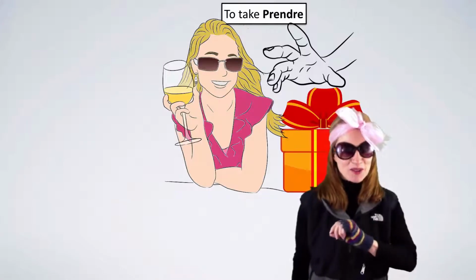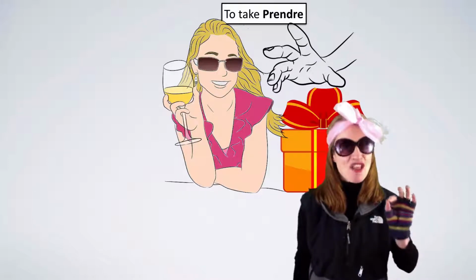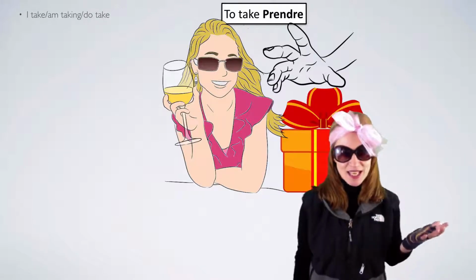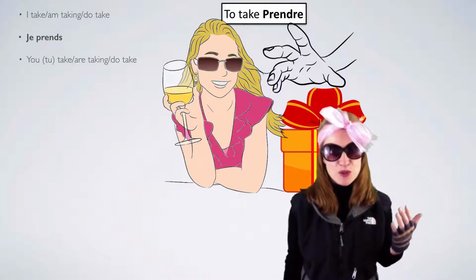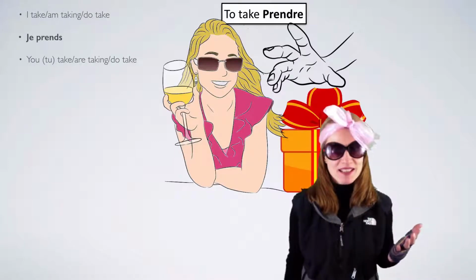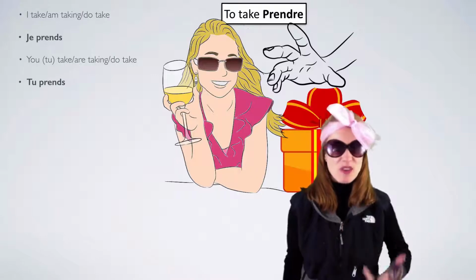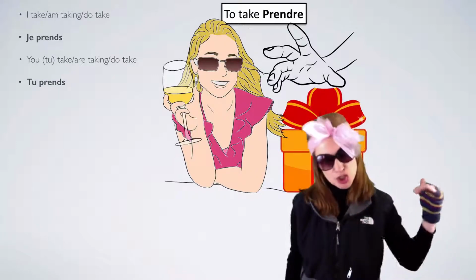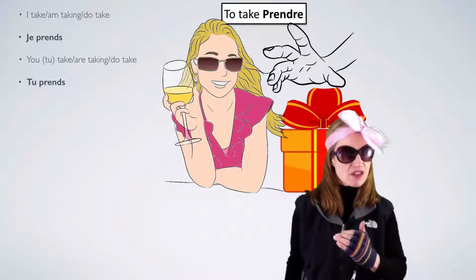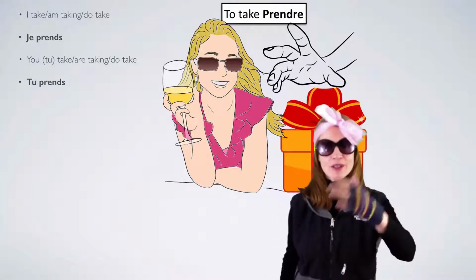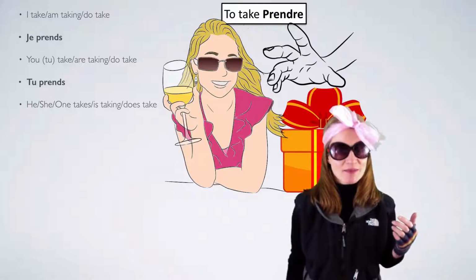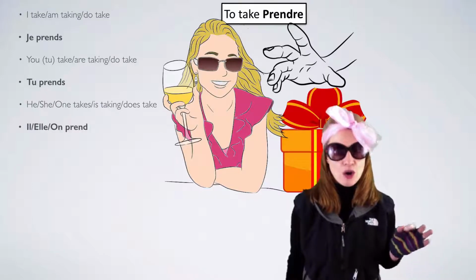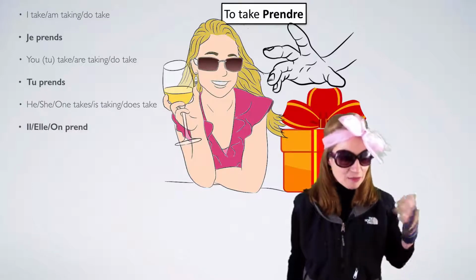D'accord, back to prendre, to take. Let's conjugate it in the present tense. So I take, I'm taking, do take. Je prends. Using tu, you take, you are taking, you do take. Tu prends. So we've got 3 present tenses in the English, just 1 in French. We go straight into the verb. There's no aming or ising or doing. He, she, one takes, is taking, does take. Il, elle, on prend. They all sound the same.